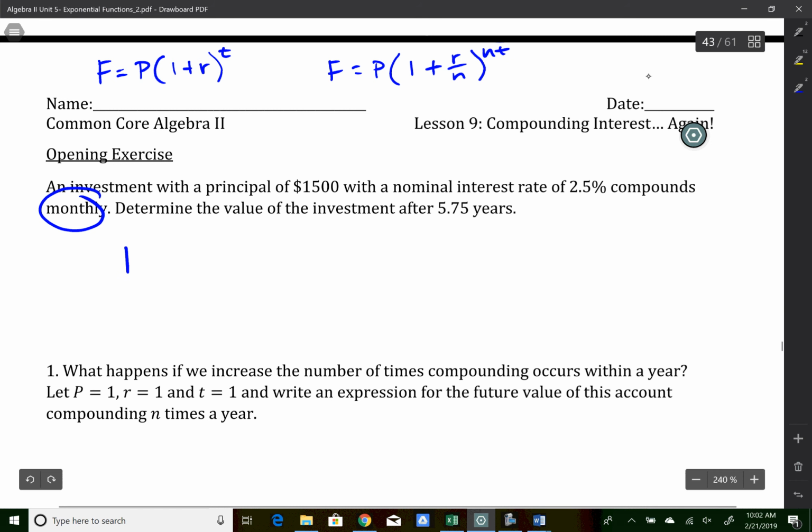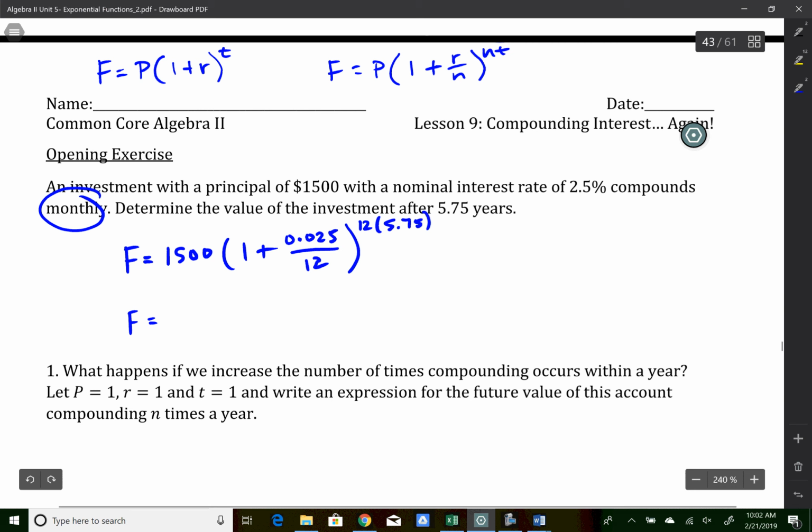So I'm going to say the future value of this account is equal to the initial amount of the account, the principal, times 1 plus the nominal interest rate, so that's the interest rate for the year, divided by 12, since there are 12 months in a year. And the exponent's going to be 12 months times the number of years. Then it just becomes a calculator problem.